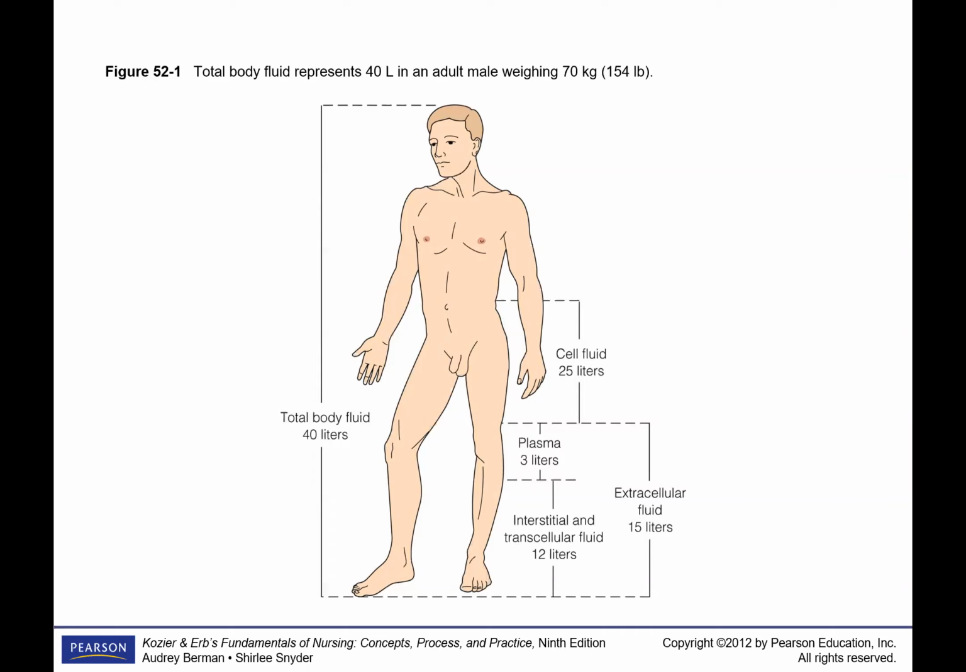So we talk about cellular fluid or intracellular fluid, and that's the fluid inside the cells. We talk about extracellular fluid, and that fluid is divided into plasma, which is also what we call intravascular, meaning inside the vessels. And we have interstitial, which is between the cells, and transcellular fluid, which are things that are separated from other fluids by a cellular barrier. So things like cerebral spinal fluid, gastrointestinal fluids, intraocular fluids, synovial fluids. So those type of things.